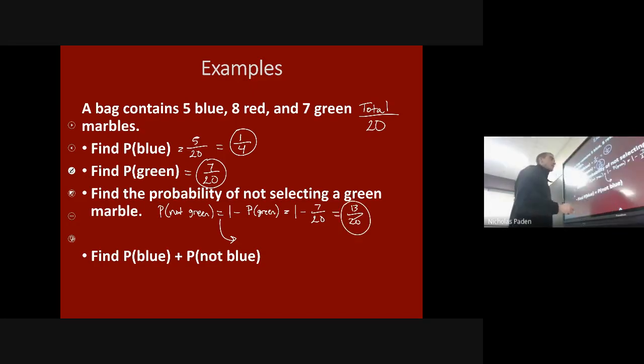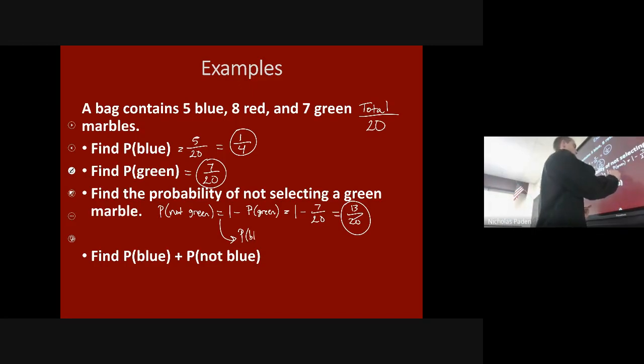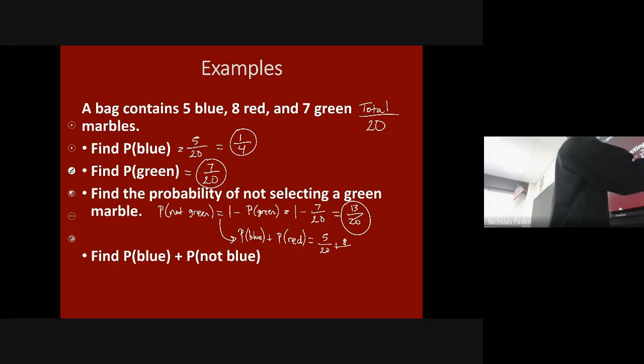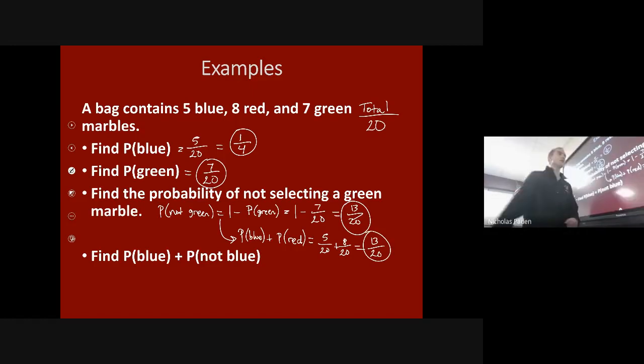The other way we could think about it is if we are not getting a green marble, what color would we be selecting? We would be selecting either a blue marble or a red marble, so we find the probability of selecting a blue marble plus the probability of selecting a red marble. Well, we want to add those two together. Blue was 5 out of 20, plus red was 8 out of 20, and 5 plus 8 would give us 13 out of 20. So there is a 13 out of 20 chance that we do not select a green marble, and we can find that by doing 1 minus the probability of selecting a green marble, or we add the 2 colors that we could get, red and blue.